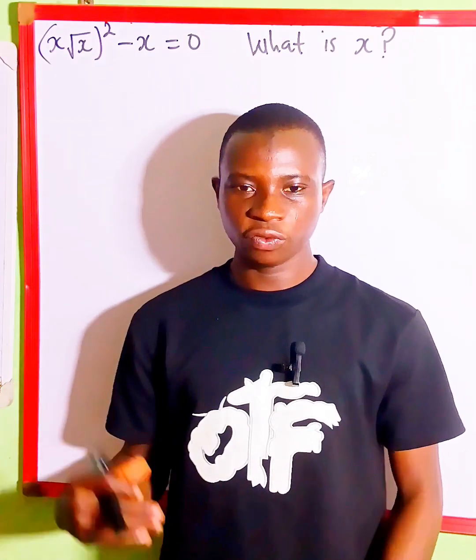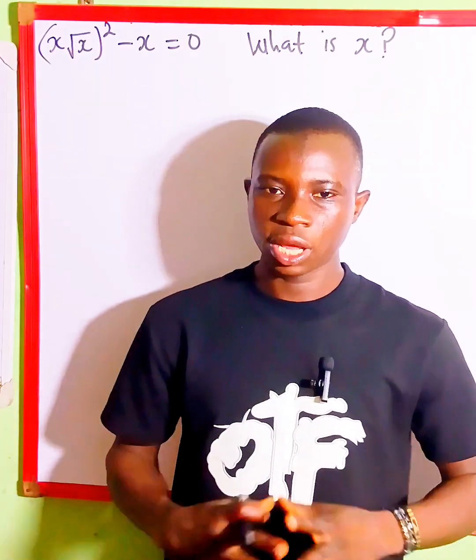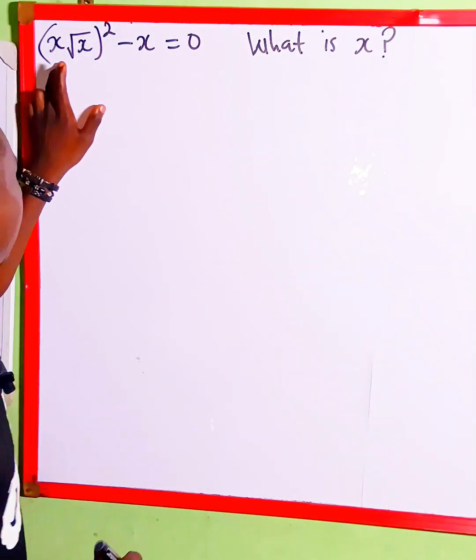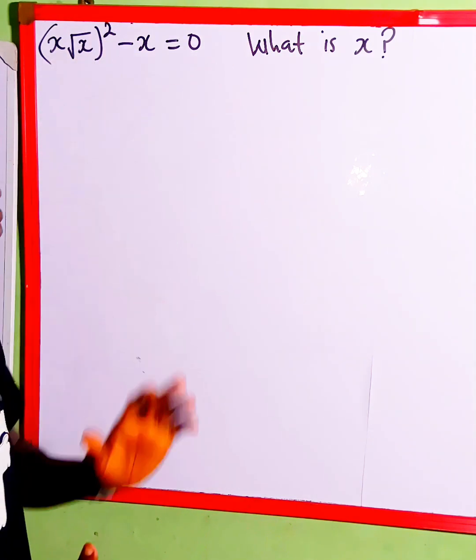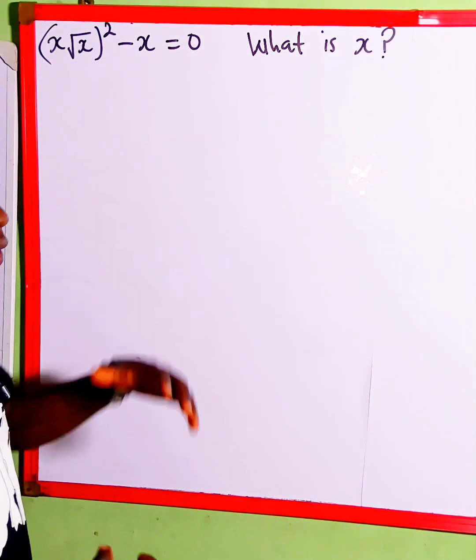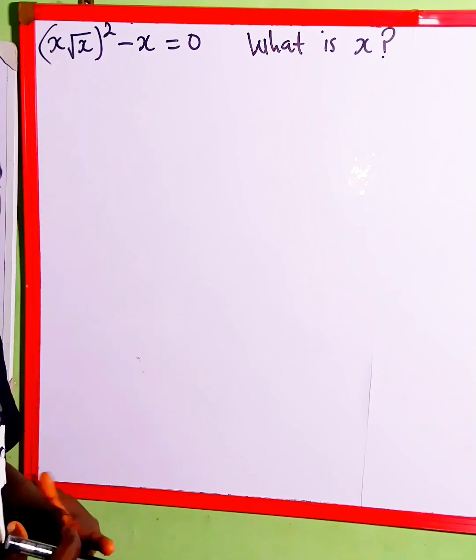Hi guys, we are going to solve for the value of x from this equation. The given equation is x root x, all raised to the power of 2, minus x is equal to 0. We are asked to solve for the value of x that will satisfy this equation.